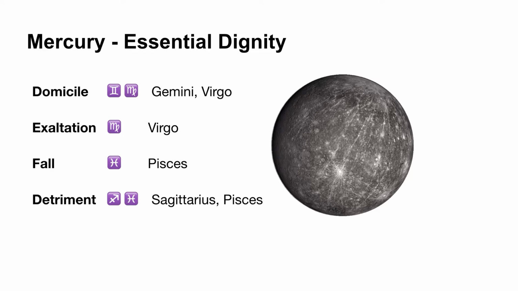Mercury in Virgo people are usually very skilled with communication, analysis, and different forms of verbal expression. Many writers, scientists, or polyglots share this placement. Mercury is in detriment and falls in Jupiter's signs, Sagittarius and Pisces.